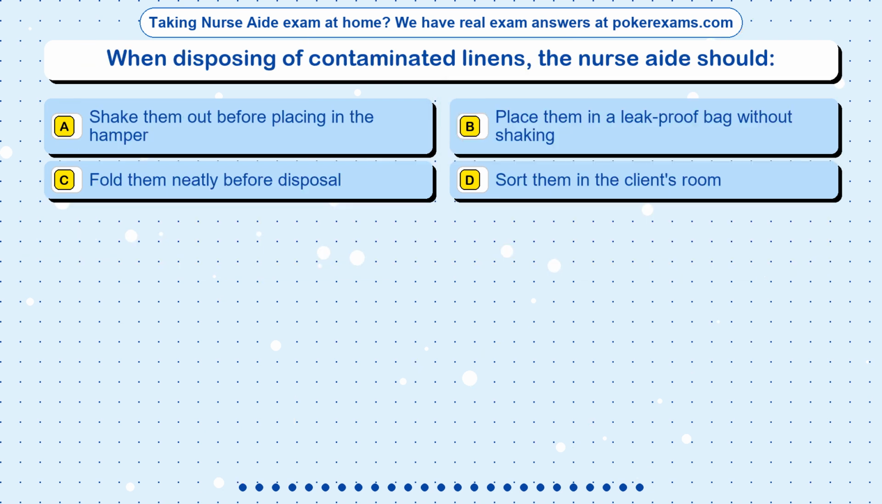Question 19. When disposing of contaminated linens, the nurse aide should: Option A. Shake them out before placing in the hamper. Option B. Place them in a leak-proof bag without shaking. Option C. Fold them neatly before disposal. Option D. Sort them in the client's room.